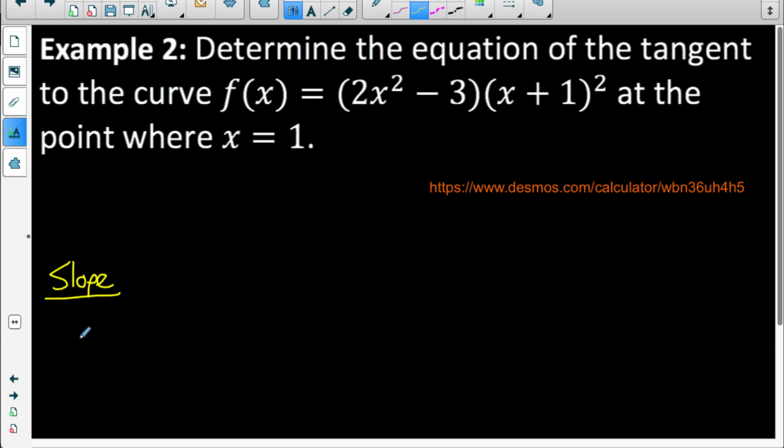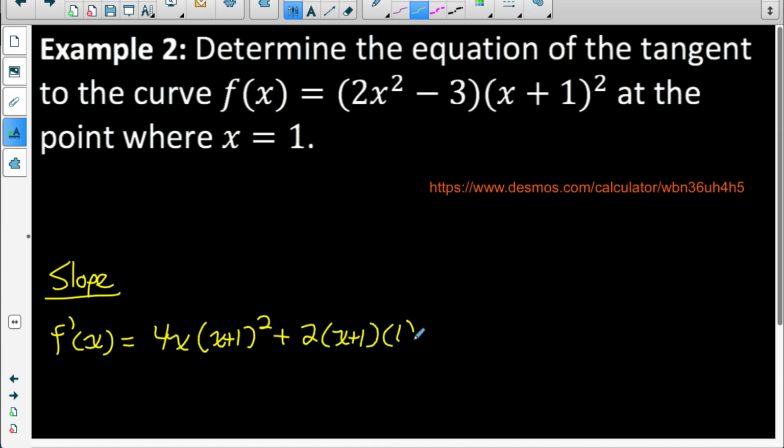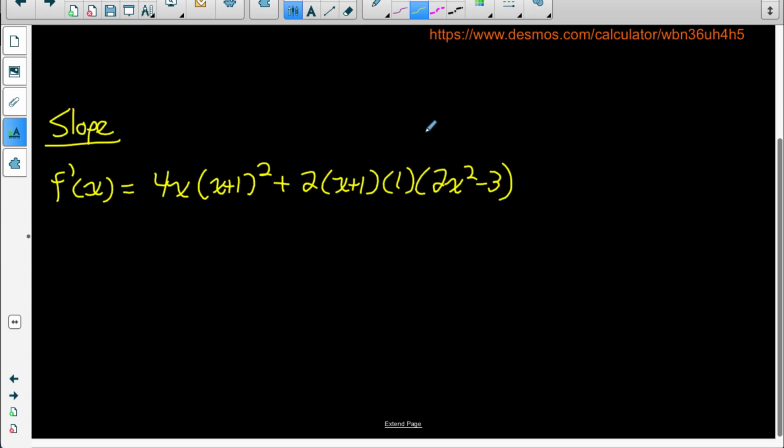So the derivative tells us the slope of the tangent at any point we want, so we're going to need the equation of the derivative. And I'm going to need product rule for that. So derivative of the first function is 4x times the second function, plus derivative of the second function, 2 times (x plus 1), times derivative of the inside based on chain rule, which is actually just 1, times the second function. So that's the derivative. It's not simplified, but that is the derivative.